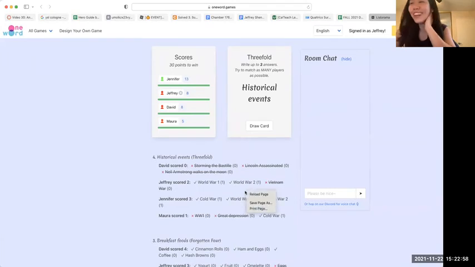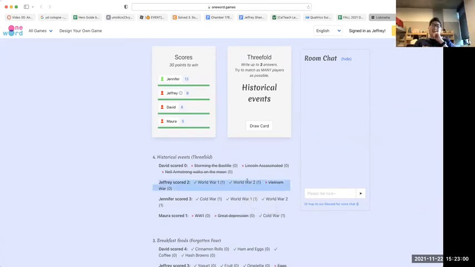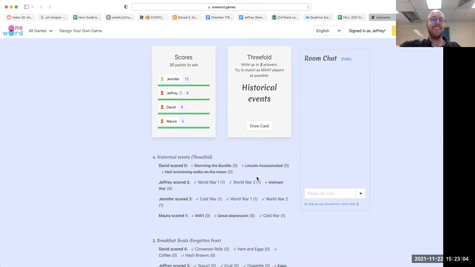I was wondering if we needed events, like specific moments, not just broad ones. Well, notice you want to match as many players as possible. So you want to pick the most common things that everyone will think of. Lincoln assassination. See, Maura put WW1, which is the same thing as World War One.